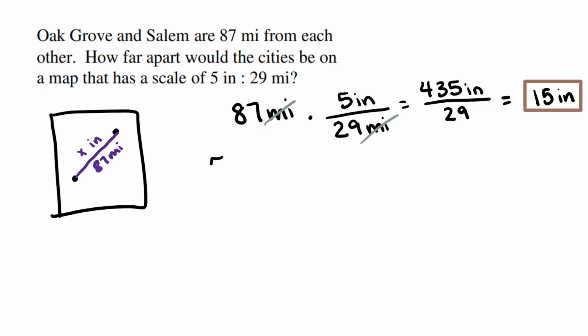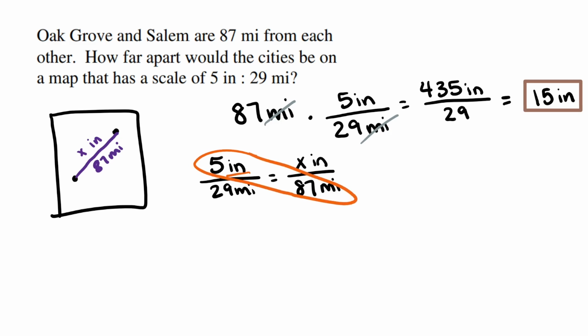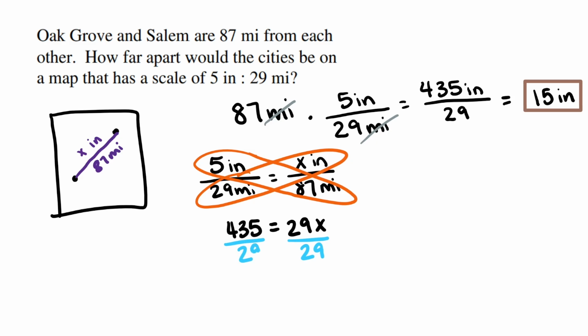Now let's set up our proportion. 5 inches for 29 miles equals x inches for 87 miles. We cross multiply. 5 times 87 is 435 equals 29x. Divide both sides by 29, and we get x is equal to 15 inches. Same answer. So we know that they're 15 inches apart on the map.